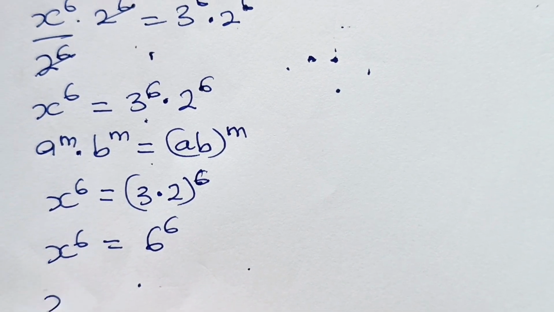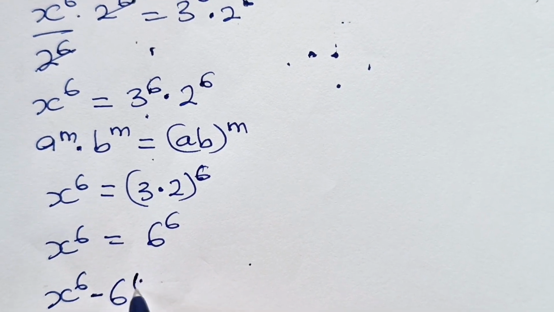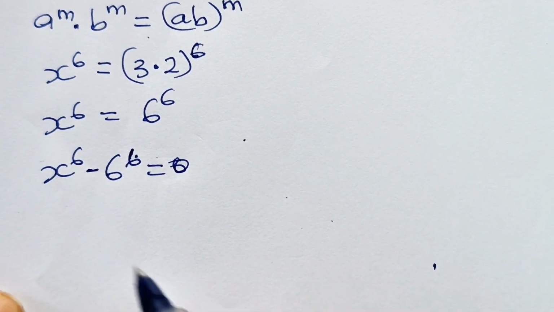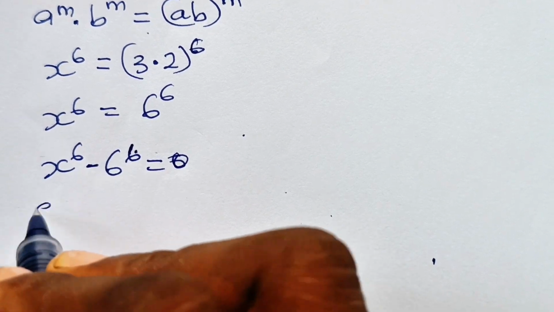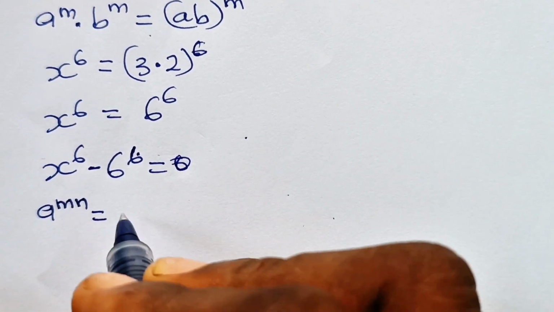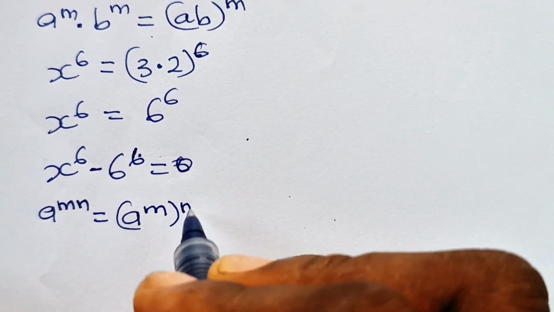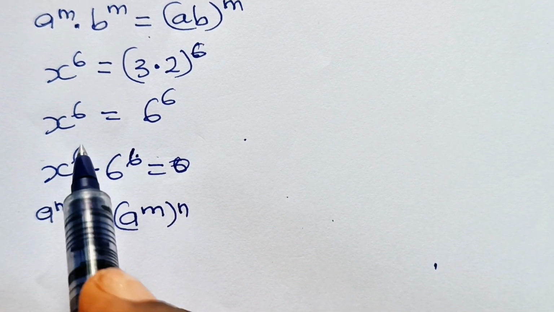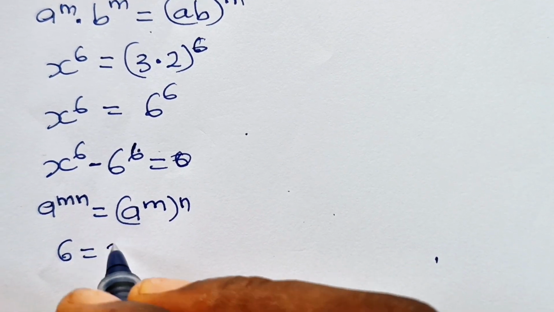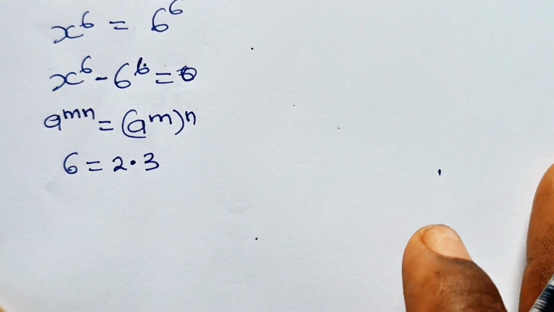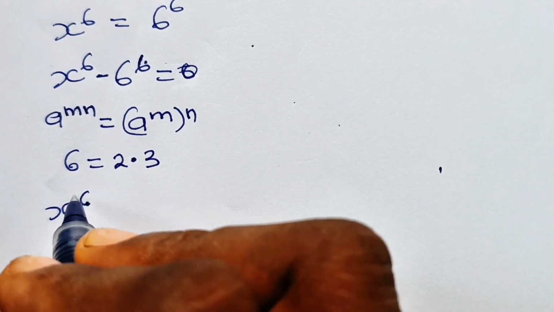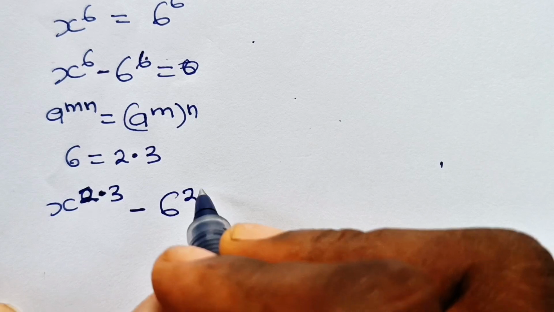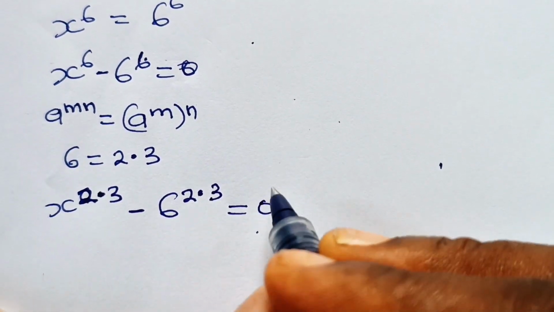So if we do that, we have x^6 minus 6^6 is equal to 0. All right, now let us remember that a^(m times n) is equal to (a^m)^n. That means that we can express this as product of its factors, and 6 is equal to 2 multiplied by 3. Okay, so we can write this as x^(2 multiplied by 3) minus 6^(2 multiplied by 3) is equal to 0.